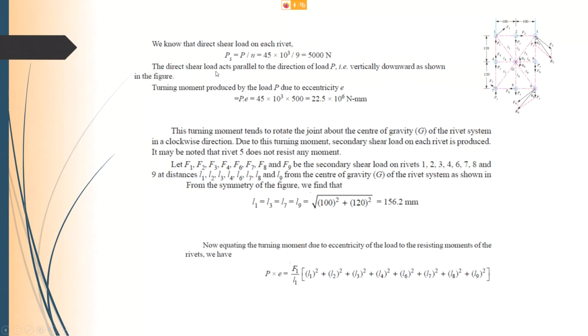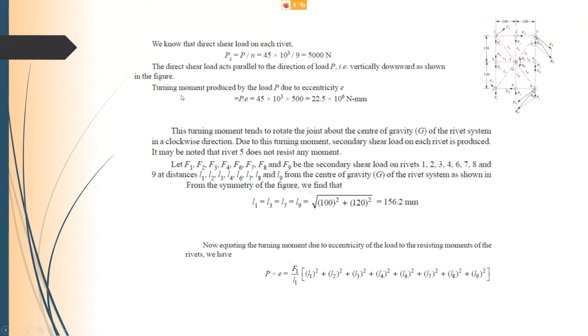So the direct shear load acts parallel to the direction of the load. Remember earlier, the load that is acting on the bracket is 45 kilonewton. P, which is 45 kilonewton, is acting vertically downwards. So all these arrows here, PS, should be parallel to the direction of the load P.